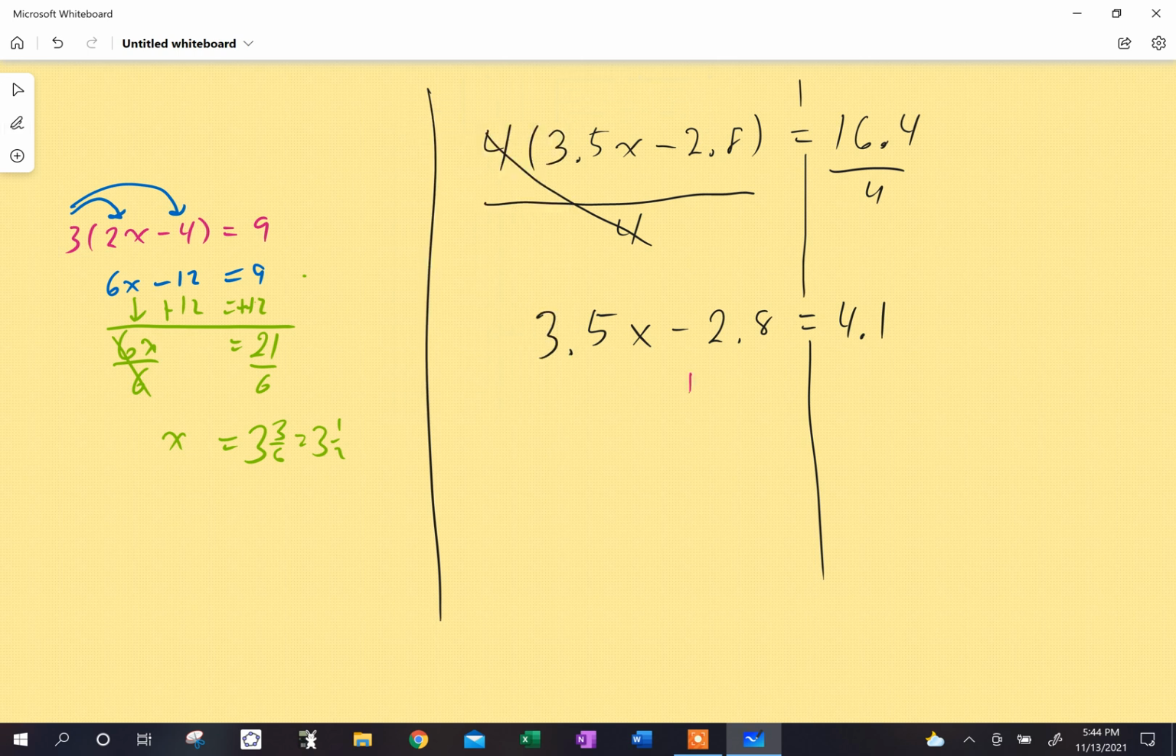So now I'm going to add 2.8 as usual. Add the opposite of our constant. I'm going to get 6.9.